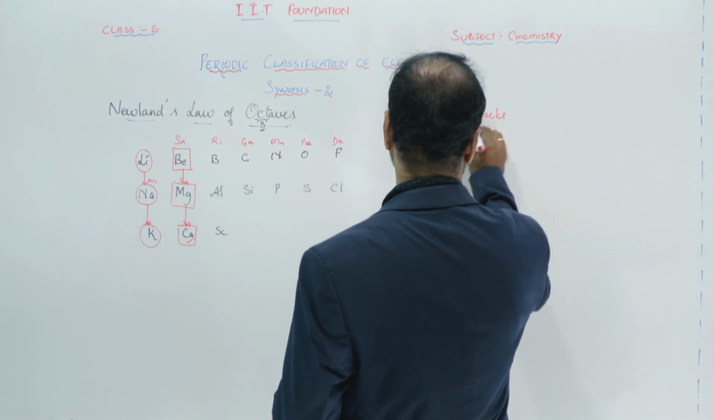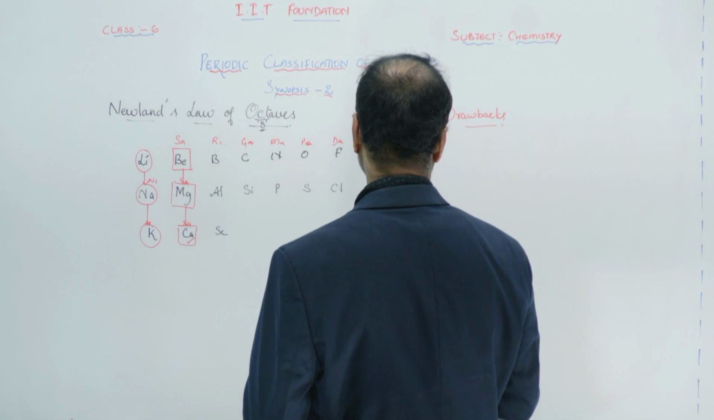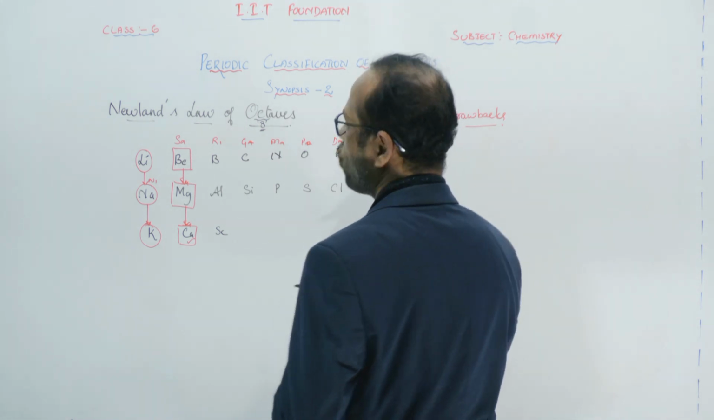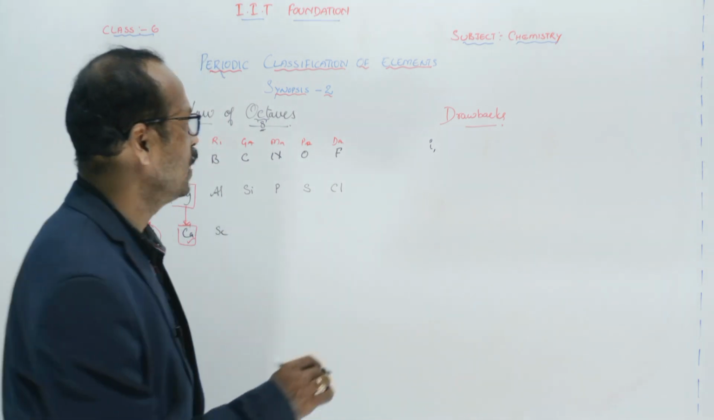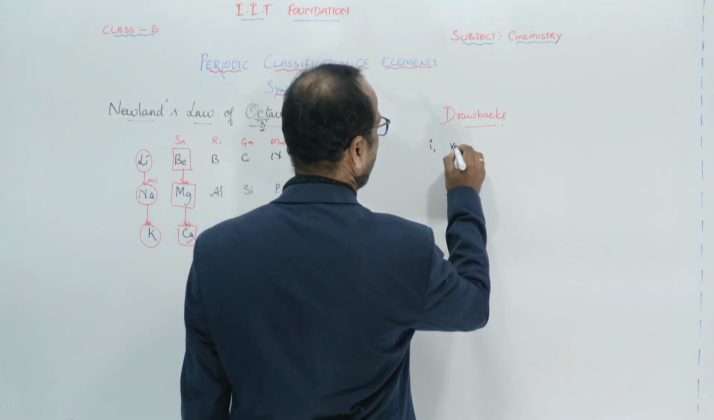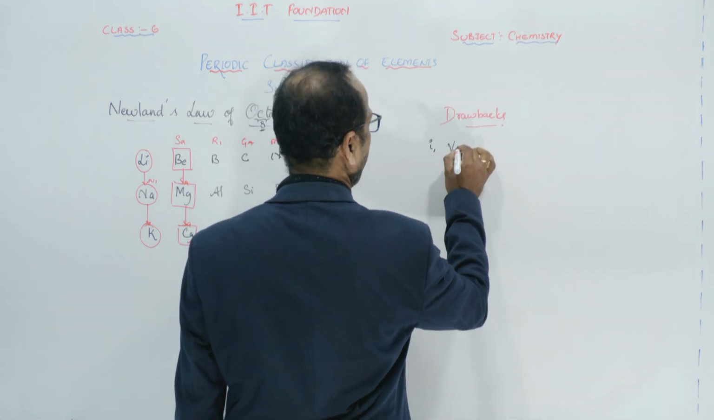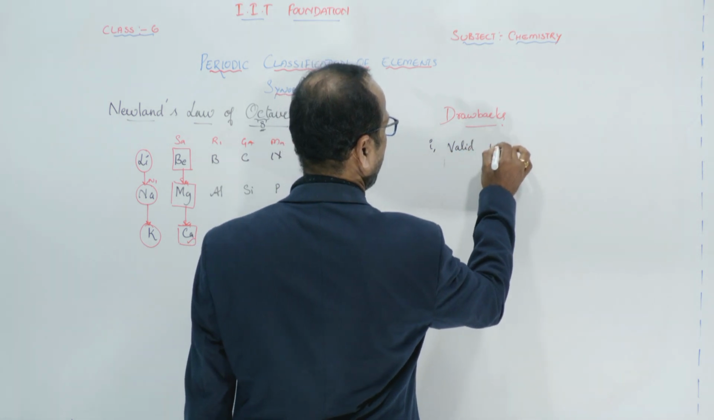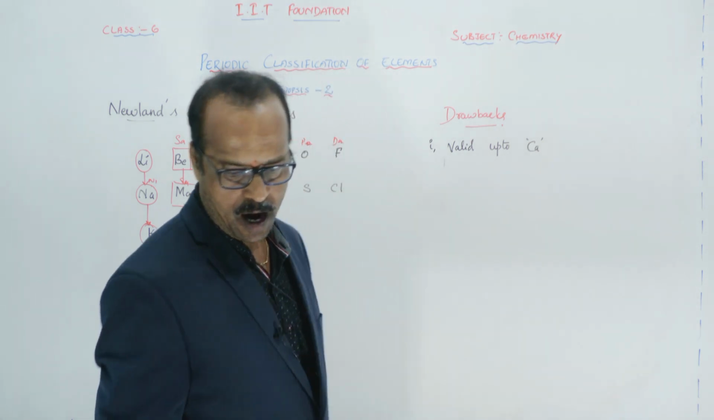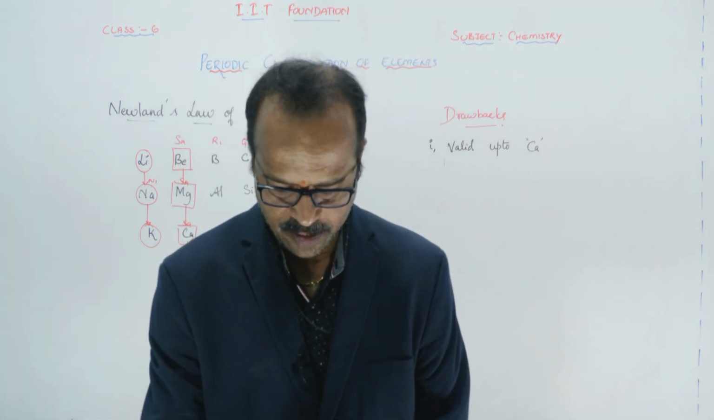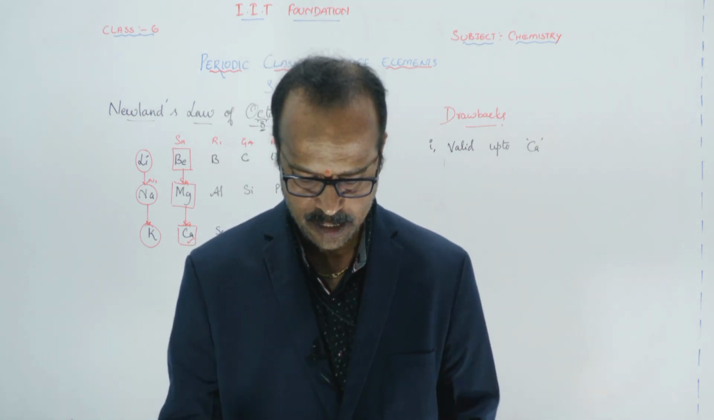So in the failures, the first drawback is that it is valid only up to calcium. This octave rule is following only up to calcium. It's not following for the higher elements. Is this clear to you? Any doubt?